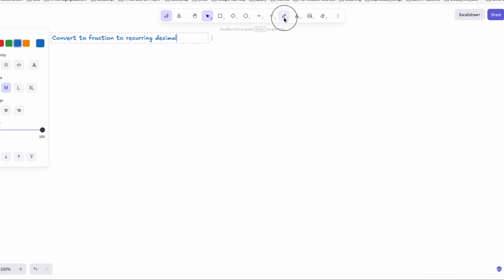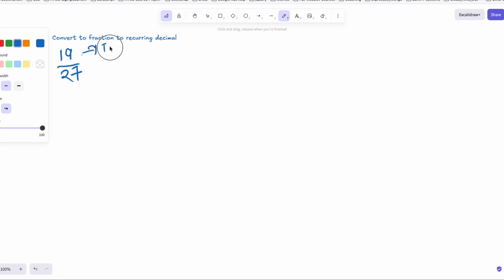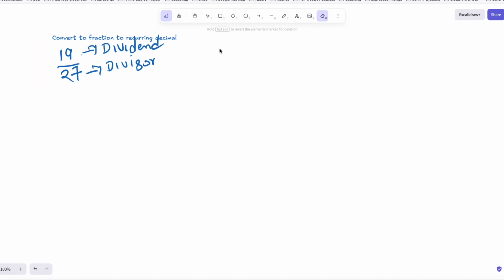Let's just take a number first. I'll take a fairly small number. Let's say 19 over 27. Now this number, as you know, the top number 19 is the numerator. It is also known as the dividend, right? And the bottom number is called the denominator, and it is also called the divisor. So that's just a quick refresher in case you have forgotten.